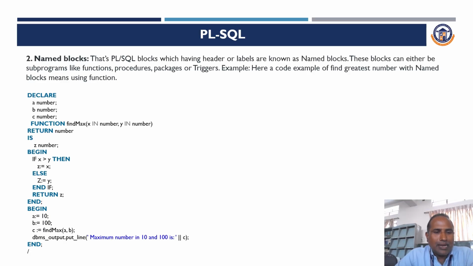Then again we are defining one more begin block to call this function. Here find_max is the function. For calling this PL/SQL block or function, we define one more begin block. In that begin block, we are calling that function, with a is equal to 10, b is equal to 100. By passing these values, we are calling the function find_max and displaying the output. So this is named blocks. Totally we have two types of blocks: one is anonymous block, the second one is named blocks.